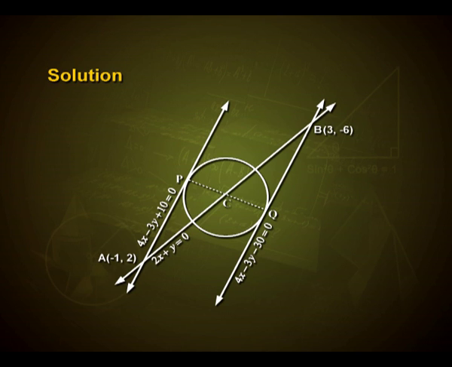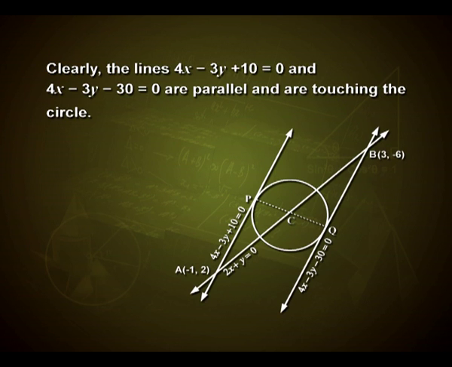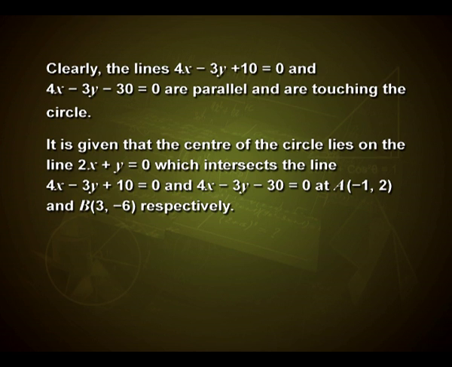The circle has center at C, which lies on a line that meets the other two lines at points A, minus 1 comma 2, and B, 3 comma minus 6, and the equation of this line is 2x plus y is equal to 0. Now, let us look into the solution. Clearly, the lines 4x minus 3y plus 10 is equal to 0 and 4x minus 3y minus 30 is equal to 0 are parallel and are touching the circle. It is given that the center of the circle lies on the line 2x plus y is equal to 0, which intersects the lines at A, minus 1 comma 2, and B, 3 comma minus 6, respectively.